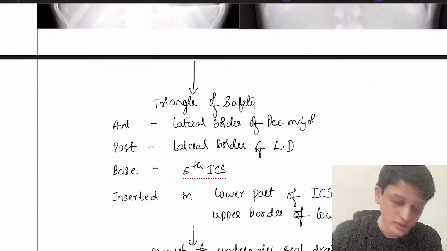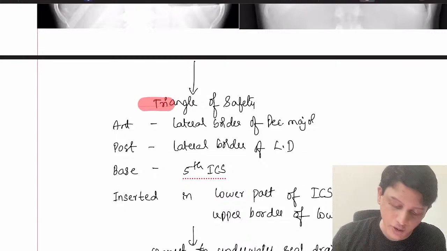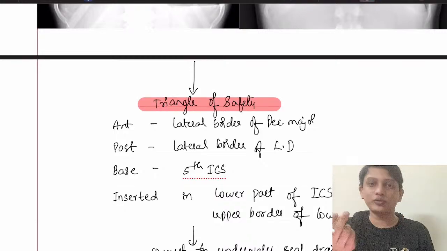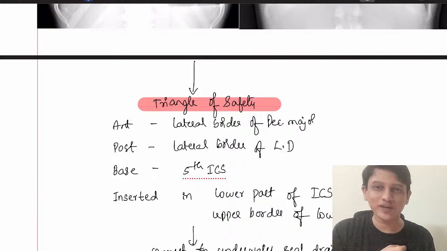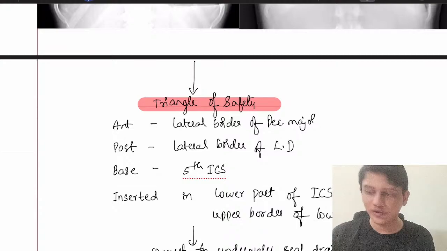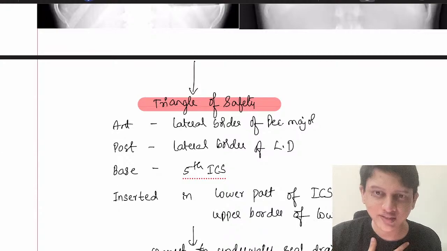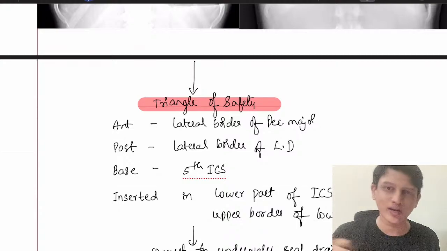Remember this one thing: the triangle of safety. I give a needle and put it into the chest. You're afraid, right? Because all the vital structures are there, heart, lungs, everything. Where to put the needle? What if I injure the lung? What if I injure the heart? What if I injure some vessels? It will bleed more. Definitely you're afraid. Even I, as a surgeon, am afraid to put any needle into the thorax.